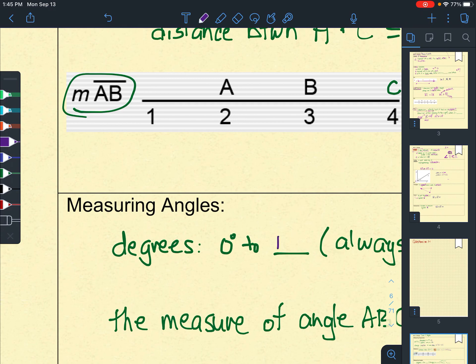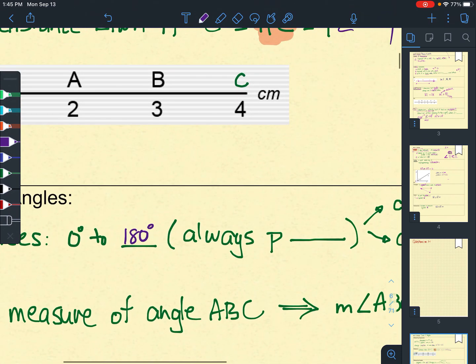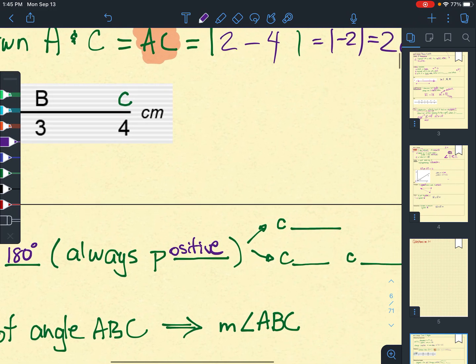0 to 180. Now be careful, if you flip all the way around, you get 360. That's a full circle. But the angle measurement will always be positive. And it will always be between 0 and 180. You won't get measurements above that.